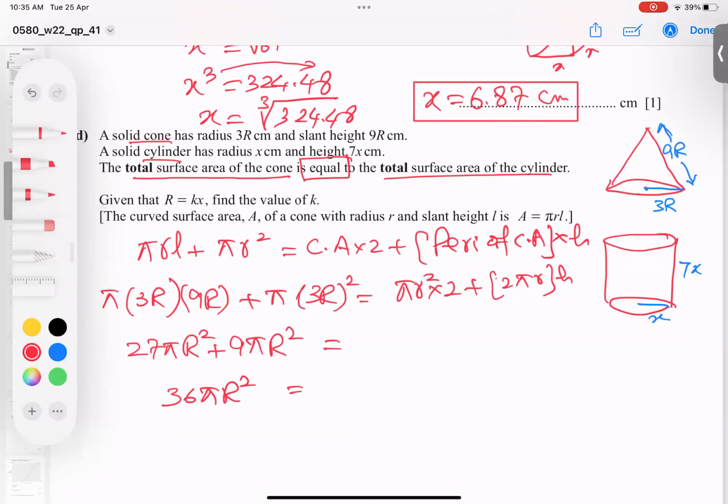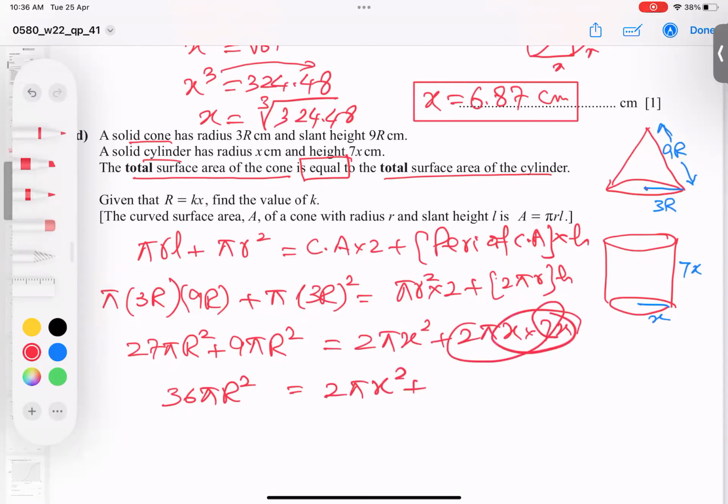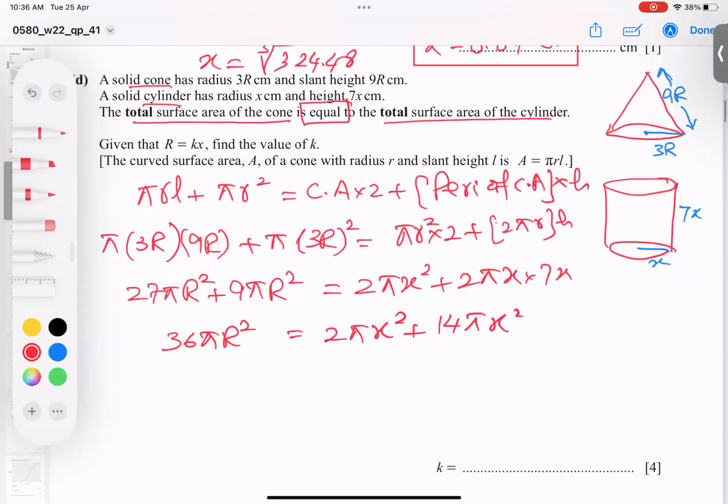Now I'm replacing the values. Radius is x, so students, I'm copying x here. 2 pi r is 2 pi x, and height is 7x. What am I getting here? 2 pi x square, and 7 twos are 14x into x square, 14 pi x square. Short story, I got 14 pi x square. So 14 plus 2 gives you 16. So 16 pi x square and 36 pi r square.